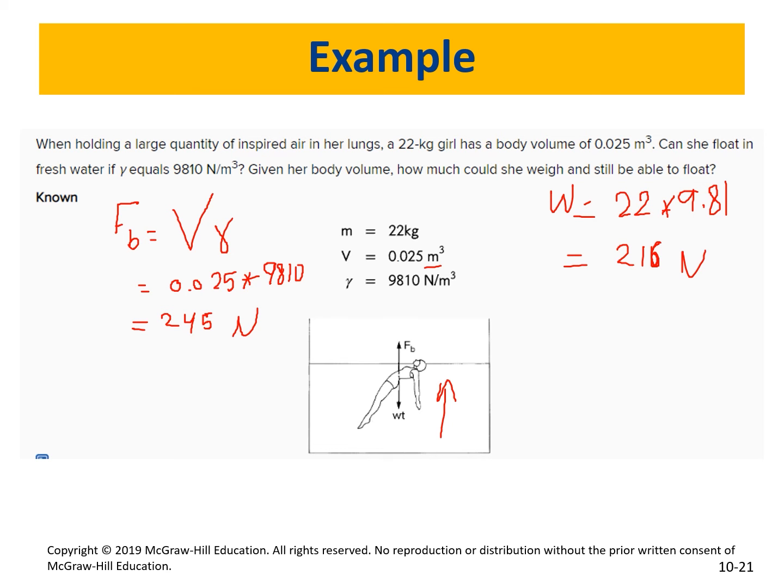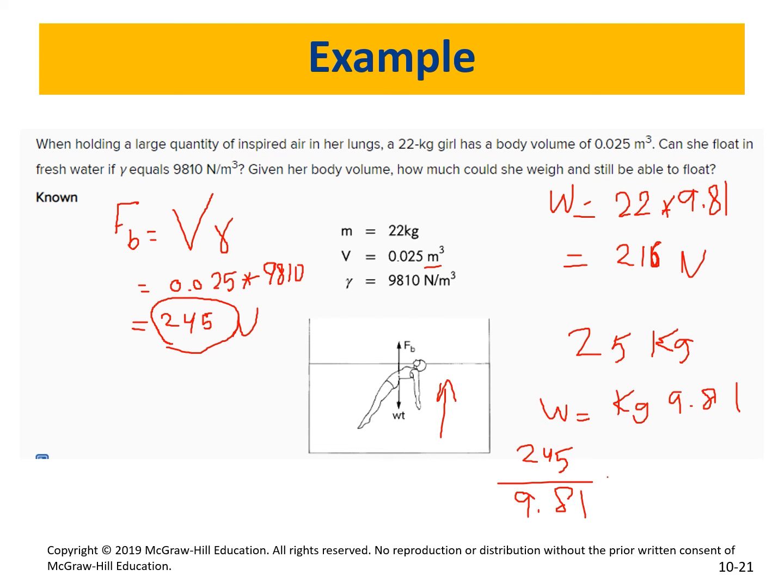Now, how much should she weigh, in kilograms, and still be floating? 25 kilograms. So she has to be at least that much before she sinks, right? So that's 245. The weight equals kilograms multiplied by 9.81, so you take 245 divided by 9.81, and that's how much mass the girl can have. That we good? So that is how you look at the buoyancy force and how you use it.